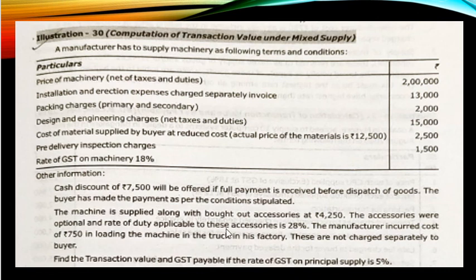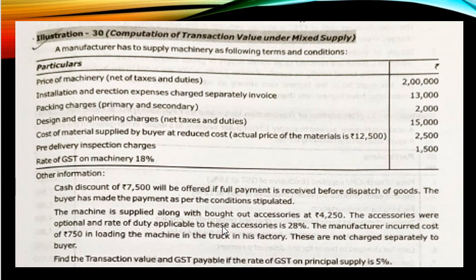The machine is supplied along with bought out accessories at rupees 4,250. The accessories were optional, and the rate of duty applicable to the accessories is 28%. Here they are stating the accessory provided along with the machinery is optional. It is not mandatory that you should buy. So this primary supply is not interrelated with the secondary supply. So what kind of supply is this? This is mixed supply, where various goods are rendered as a single supply.